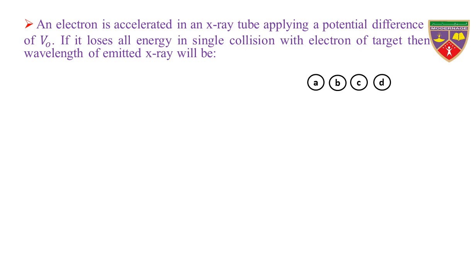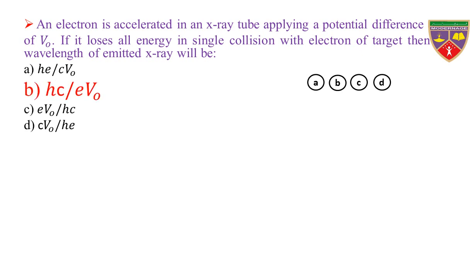An electron is accelerated in an X-ray tube by applying a potential difference of V0. If it loses all its energy in a single collision with an electron of the target, then the wavelength emitted by the X-rays will be: Option A, hc divided by cV0. Option B, hc divided by eV0. Option C, eV0 divided by hc. Option D, cV0 divided by he. The key is hc divided by eV0. Therefore, the correct option is B.